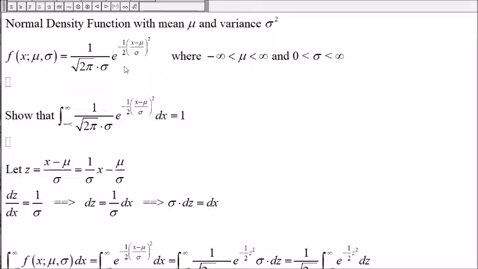This function is called the normal density function. This is mu, this is sigma. Mu is called the mean, and sigma squared is called the variance, and they are constants. And we want to show that the integral from negative infinity to positive infinity of the normal density function is equal to 1.